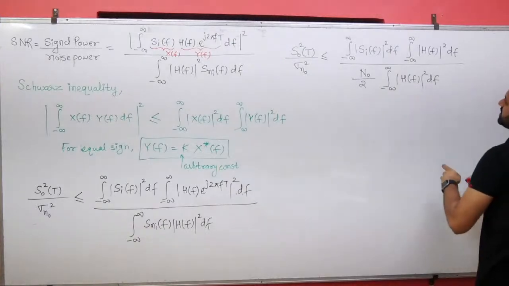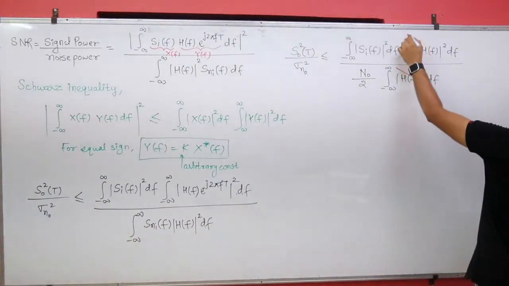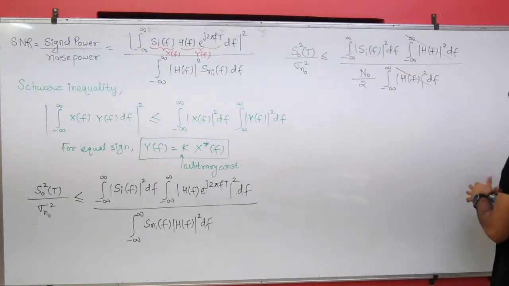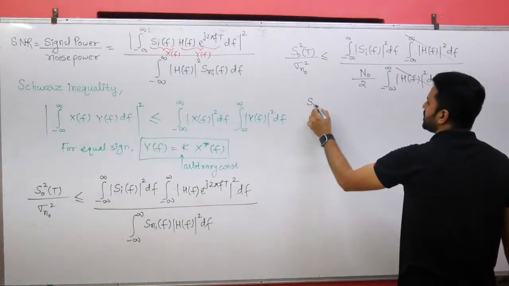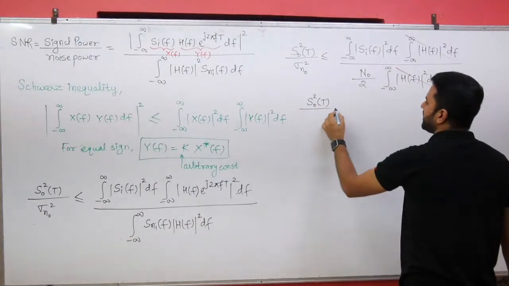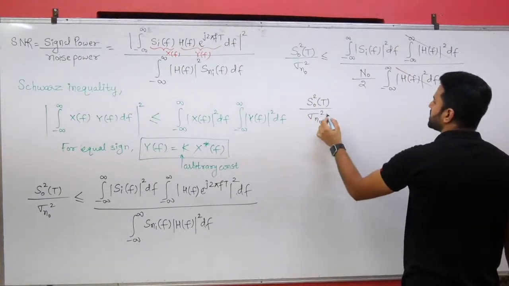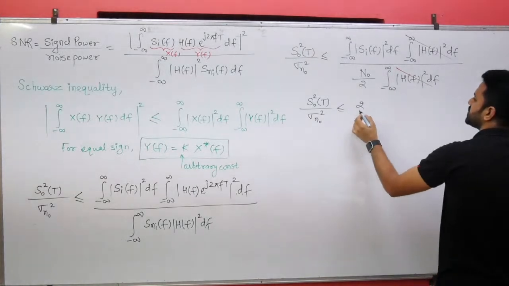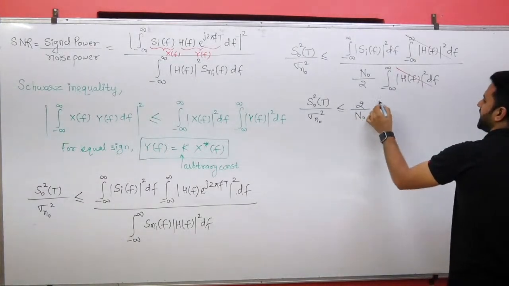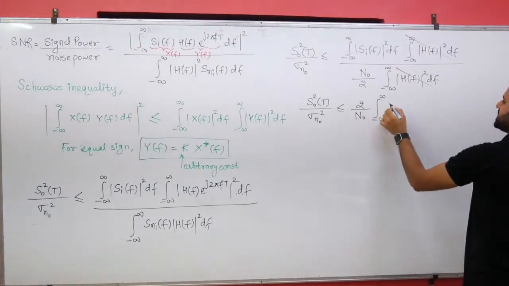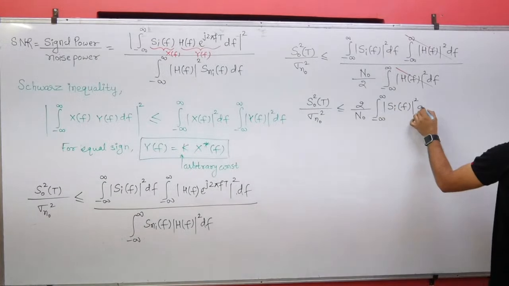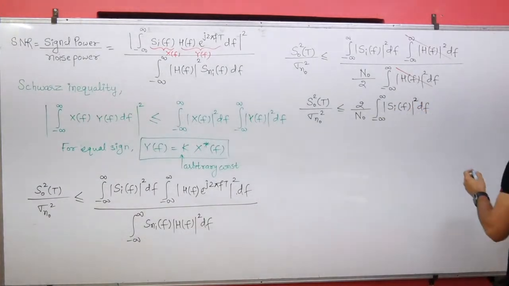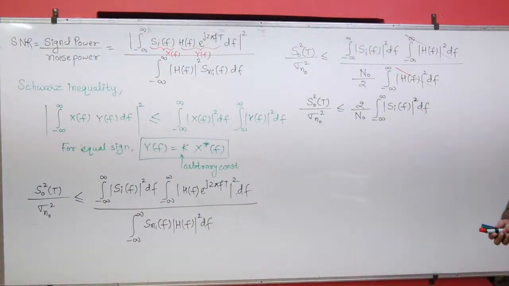So these two integrations will get cancelled, and we will get S naught square T divided by sigma n naught square less than or equal to 2 divided by n naught, times the integration from minus infinity to infinity of Si of f mod square df. Up to this point, is it clear to everyone?